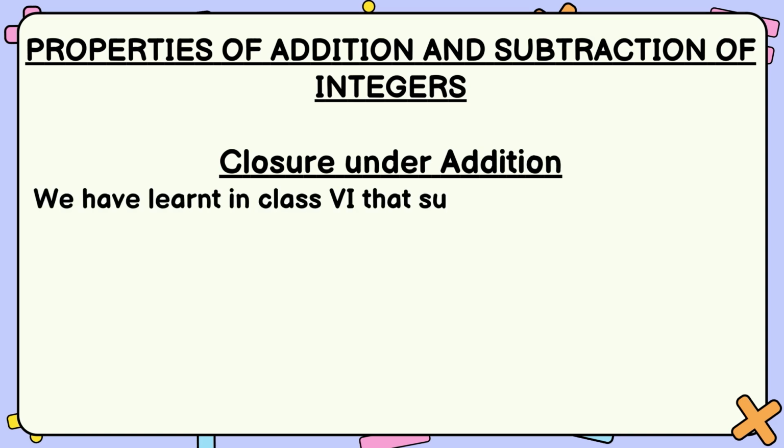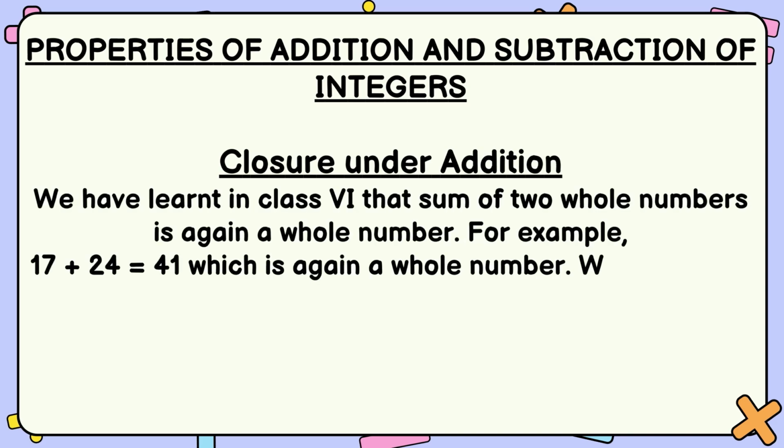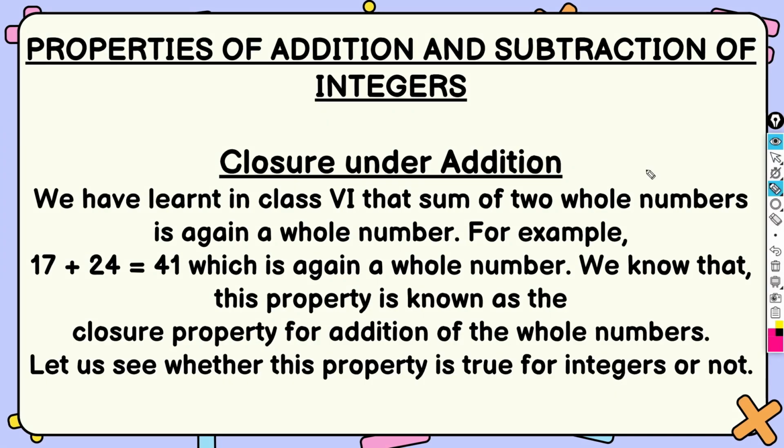Properties of addition and subtraction of integers. First property, closure property under addition. In class 6, we have learned that the sum of two whole numbers is again a whole number. For example, 17 plus 24 is equal to 41. 17 is a whole number, 24 is a whole number, and the sum 41 is a whole number. Hence, whole numbers addition follows the closure property.